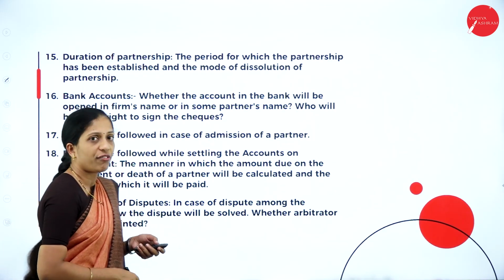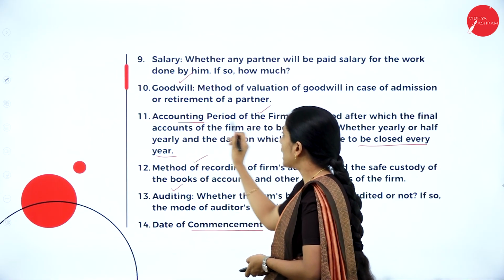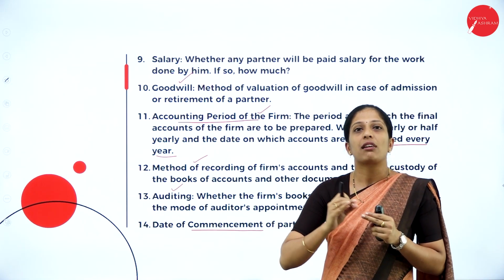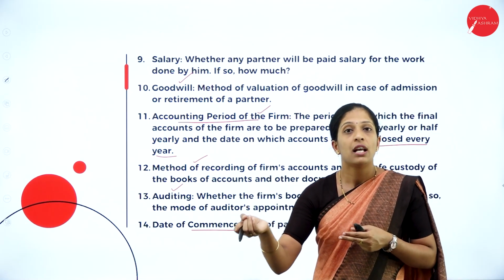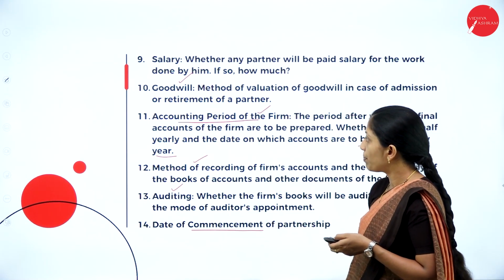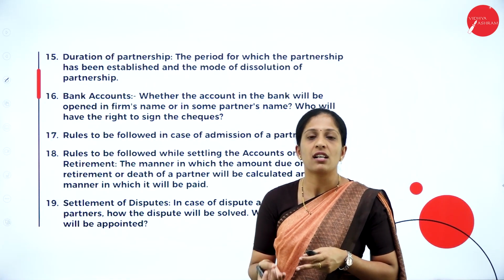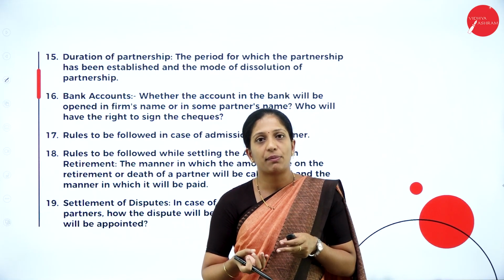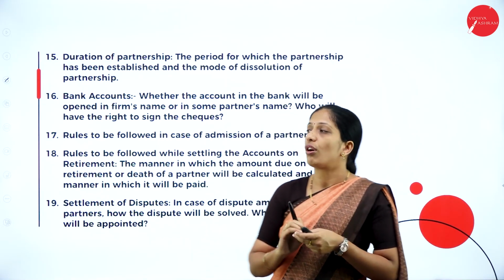Next is duration of partnership. So, here this clause was different. That was the accounting period of the firm, on what basis they are going to maintain the accounting period, whether quarterly, half yearly or yearly. Next, this is the duration of partnership: for how many years they are going to have that partnership. Whether it will be for 5 years, 7 years, or 10 years. So, what is the duration of partnership?